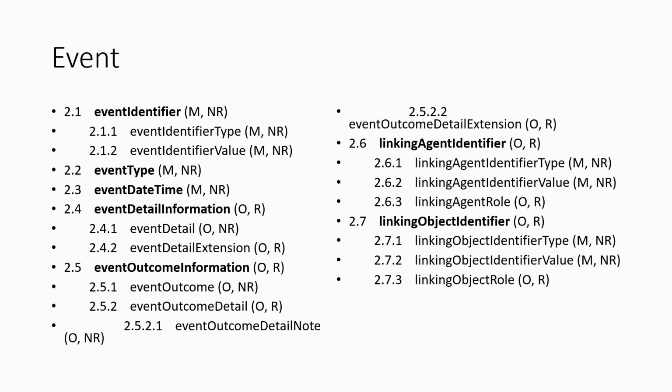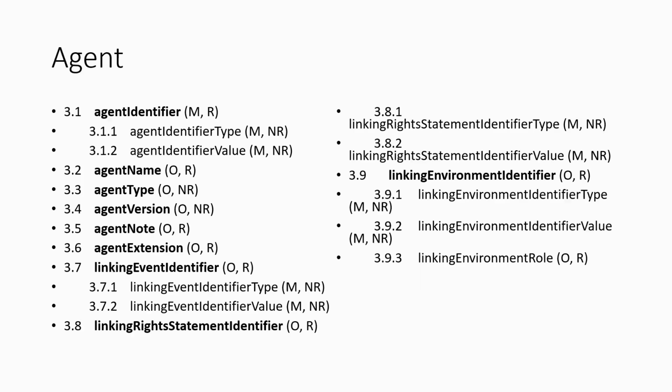Event entity semantic units are a much smaller set. They are event identifier, event type, event date time, event detail information, event outcome information, linking agent identifier, and linking object identifier. I forgot to mention when introducing how to interpret the semantic units that each semantic unit or component is formatted in camel case. That is, other than the first word of each unit or component name, each subsequent word that comprises the name is capitalized, but all words run together. There are no spaces between them. In semantic unit 2.1, the I in identifier is capitalized in the unit name eventIdentifier.